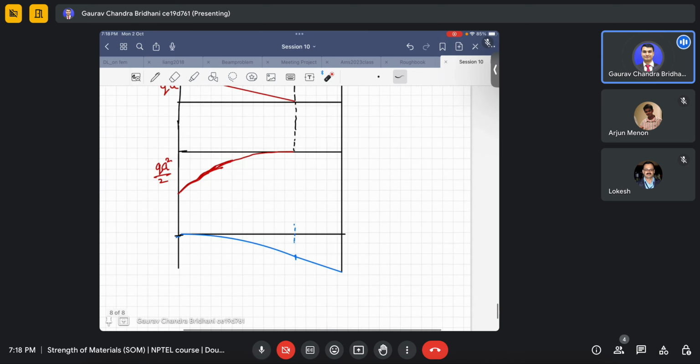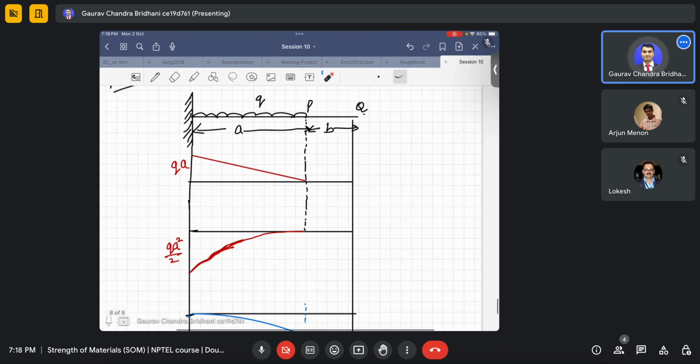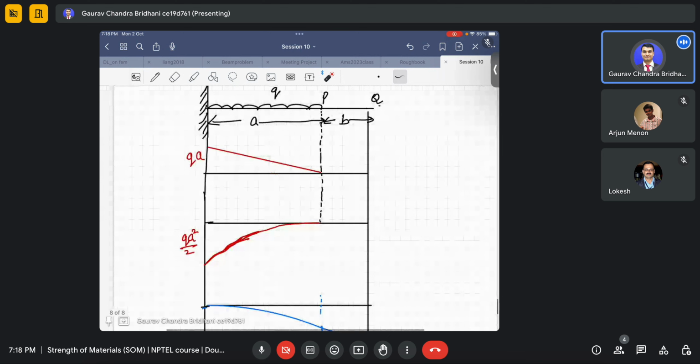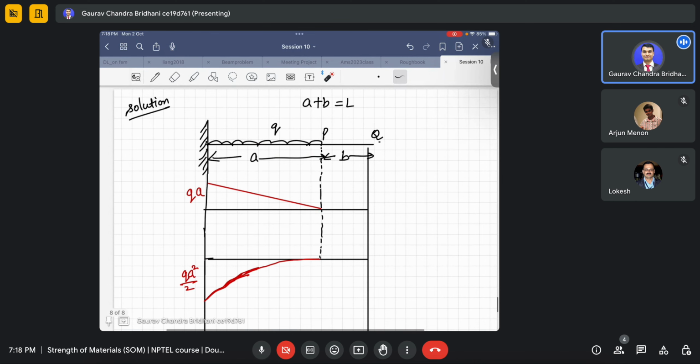Now our full focus will be to find the deflection as well as the slope of this point. If we are able to find the deflection as well as slope at this point correctly, then we can very easily find the value of theta and delta at the Q point, okay.